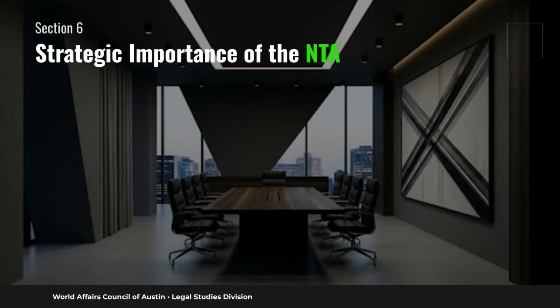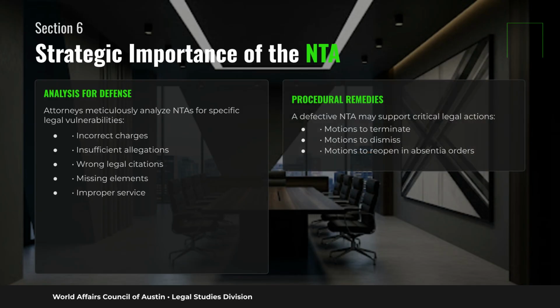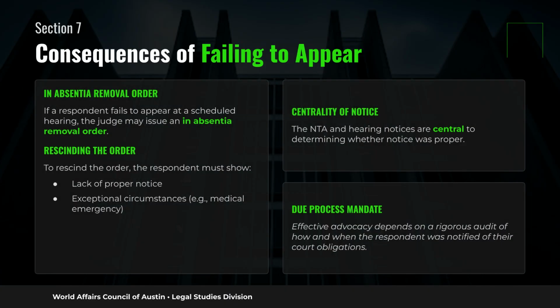Understanding the NTA is essential for defense attorneys who analyze documents for vulnerabilities like incorrect charges or improper service. Identifying defects can support critical legal actions, such as motions to terminate proceedings or motions to reopen in absentia orders. Failing to appear at a scheduled hearing can result in an in absentia removal order. To rescind this order, the respondent must demonstrate lack of proper notice or exceptional circumstances. The centrality of proper notice is a fundamental due process mandate.